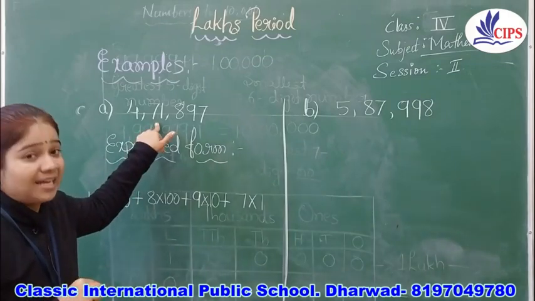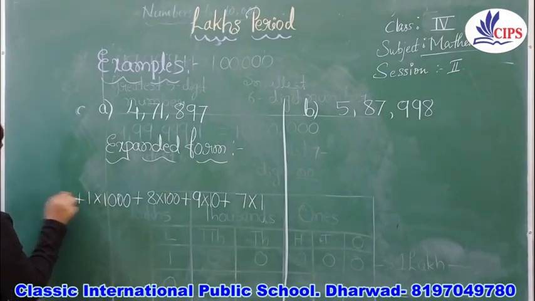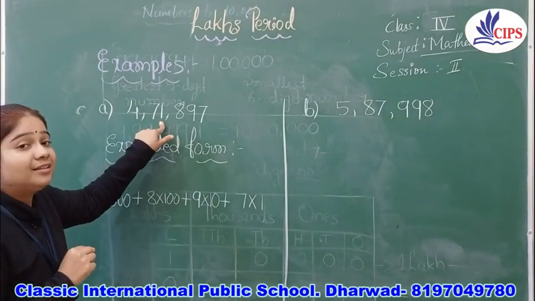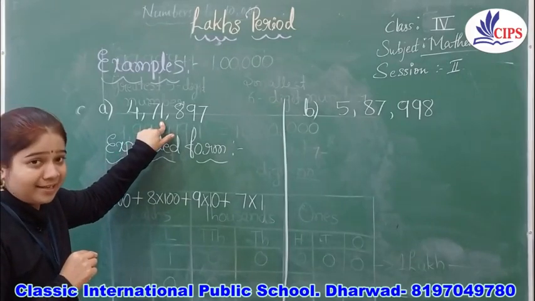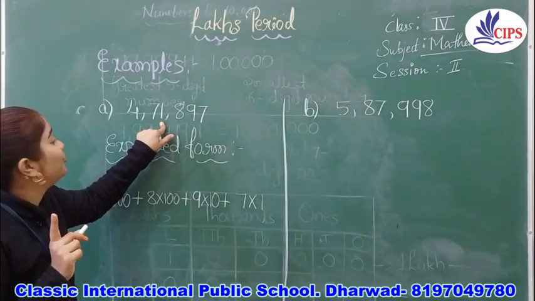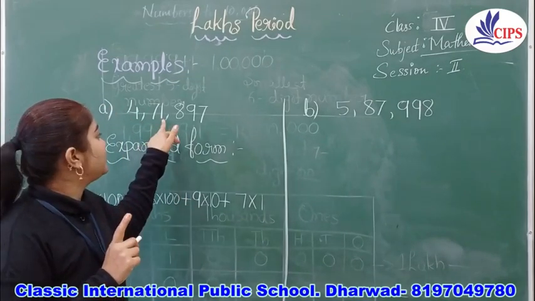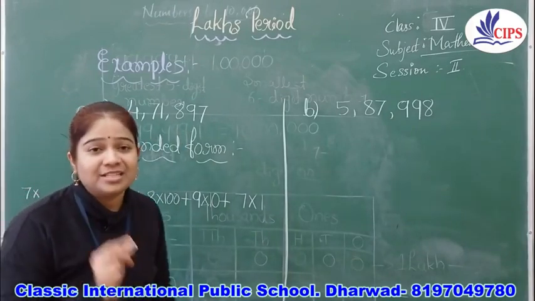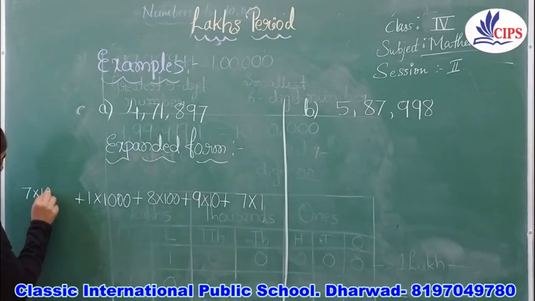Okay. Next, 7. Again, should write 7 into what? What do I have to write? Is it 100? No. Is it 1000? No. It is what? 10,000. Yes, correct. So, it is 10,000.